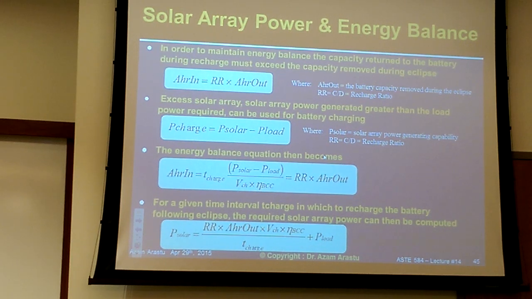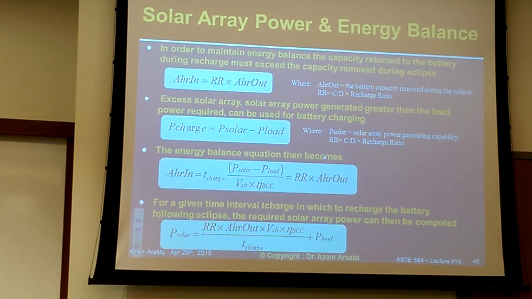Absolutely. So that is why in LEO you see a lot more cycles. You see about 5,000 cycles per year, because every hour and a half you see one cycle. So you see about 18 cycles per day, and multiplying by 365 days, you end up with almost 5,000 cycles per year in LEO.